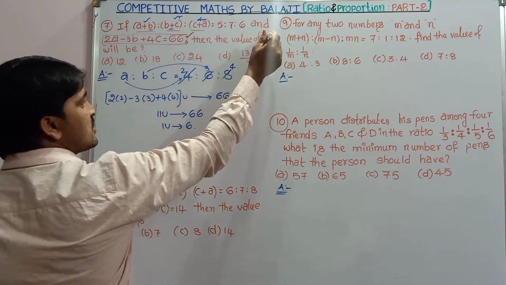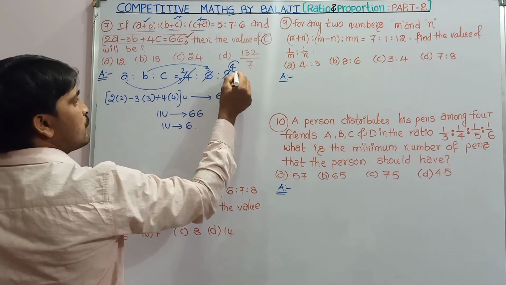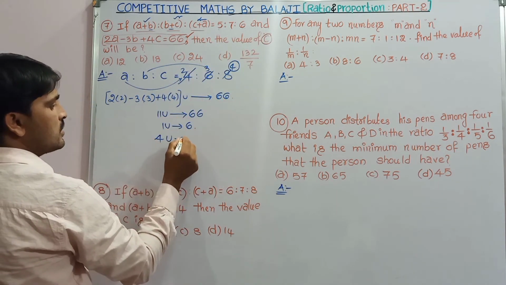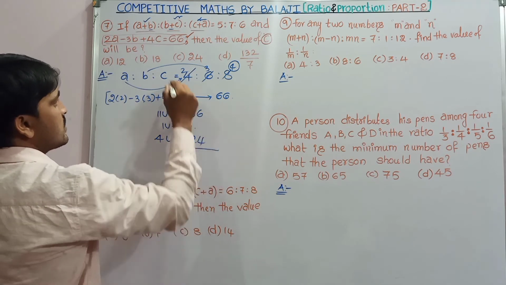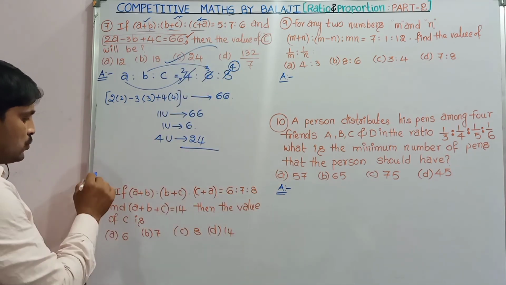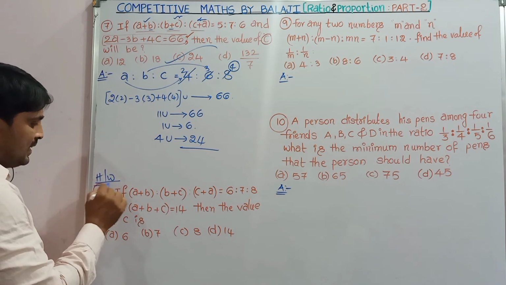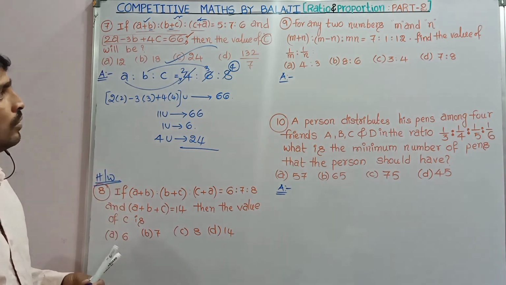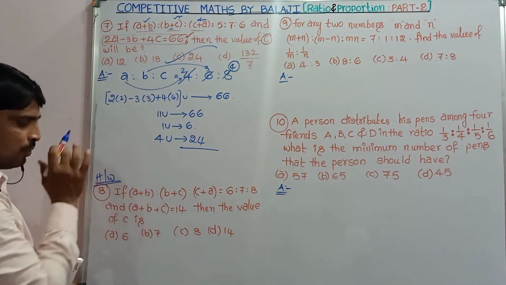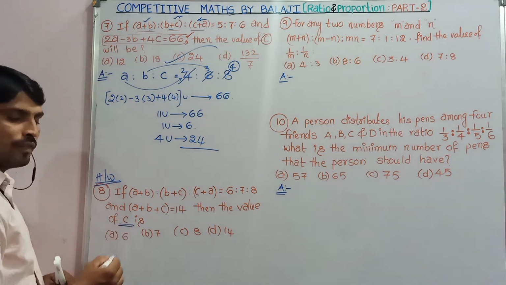But we have to find C. What is C? That is 4 units. 4 units value is 6 4s are 24. Answer is C. Okay, this question is homework for you. Please try this on your own. It is the same model, and here also we are asked for the individual value of C.